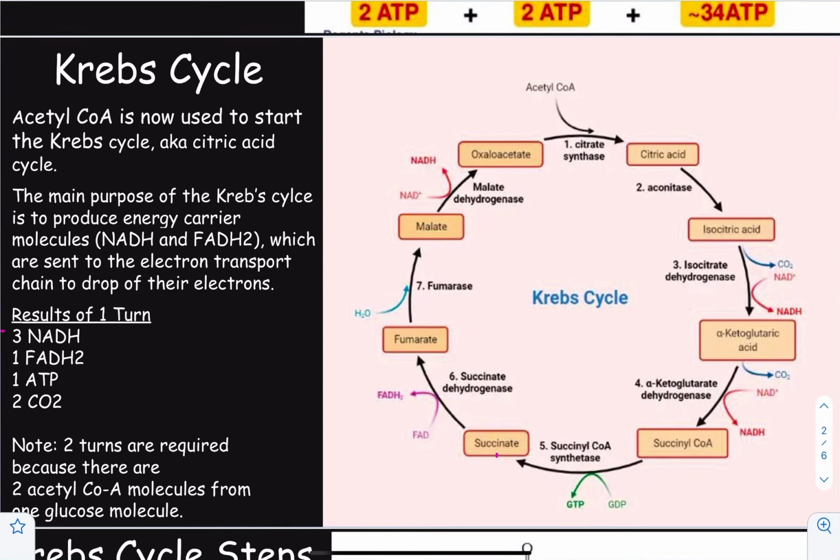So this lesson is about the Krebs cycle, also called the citric acid cycle. It is the third stage of cellular respiration, and it takes place in the mitochondrial matrix where there is oxygen present.